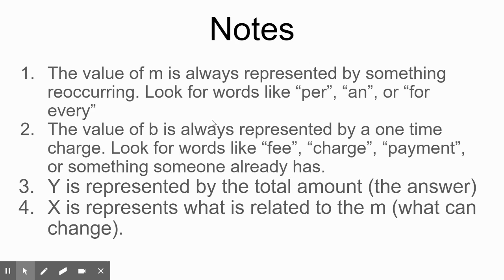The value of b is always represented by a one-time charge. For b, we're looking for words like fee, charge, payment, or something somebody already has. It's not going to be changed. That's our b. Our y is usually represented by the total amount or the answer to the problem, and x represents what is related to the m, or what can change.